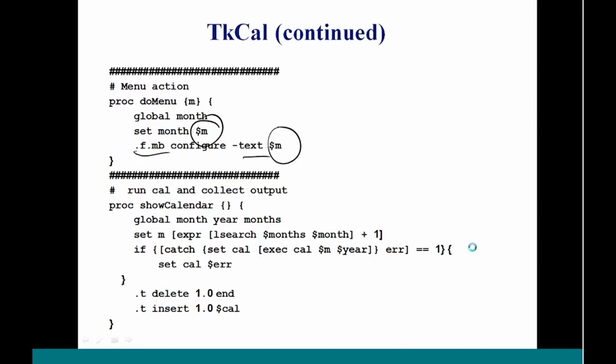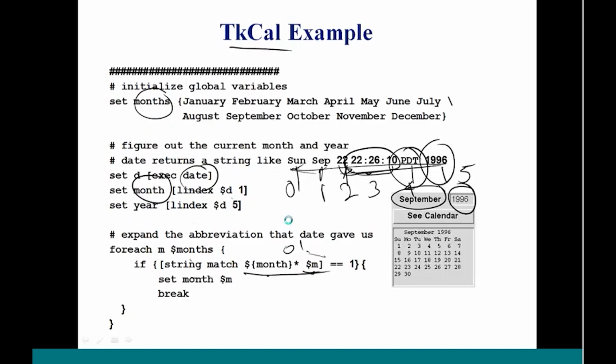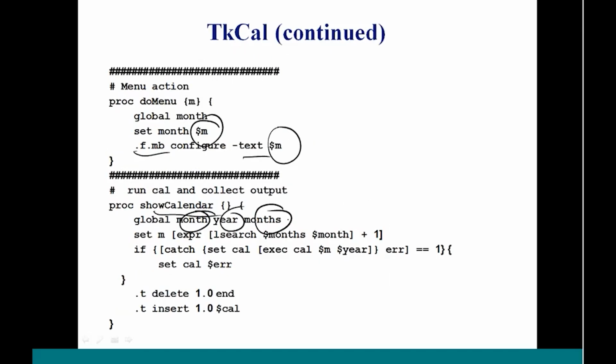Now we need to generate the calendar output. So we can run this program called cal and then collect its output. So to show calendar, that is the next proc that we are going to write, which has the globals month, year, and months, which is passed from the top level into this program, which has already set all these things.